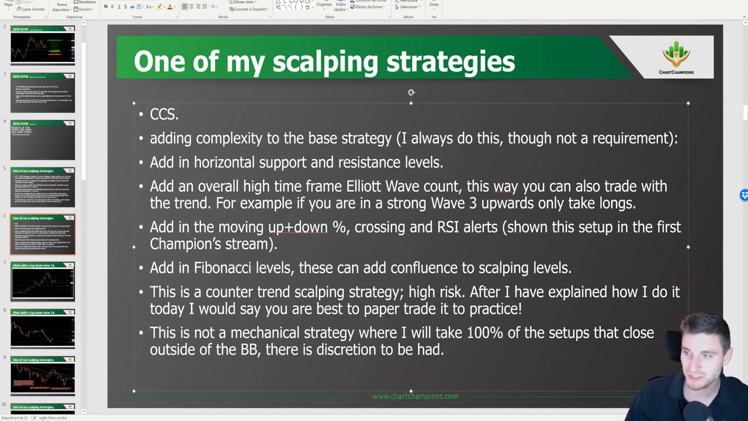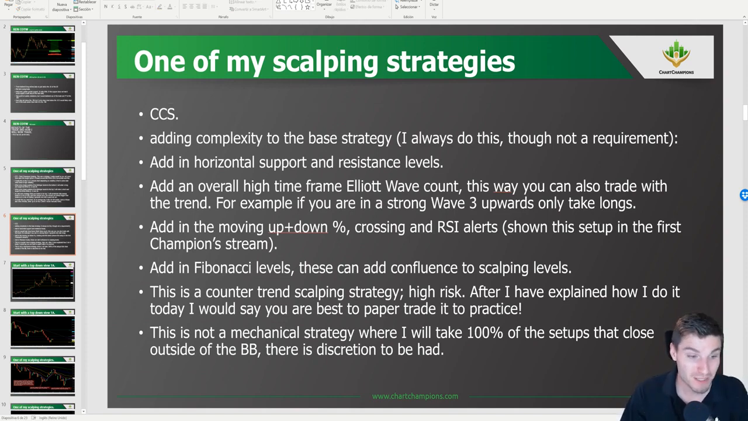Let me just see, out of interest, if we have questions. Okay, cool. I'm not going to take them now, but we do have a few. So this is a counter trend trading strategy, a scalping strategy, high risk. After I've explained how to do it today, I would say you are best to paper trade this before you just jump in and start using real money. I would really say paper trade this, because it's a new concept, I guess.